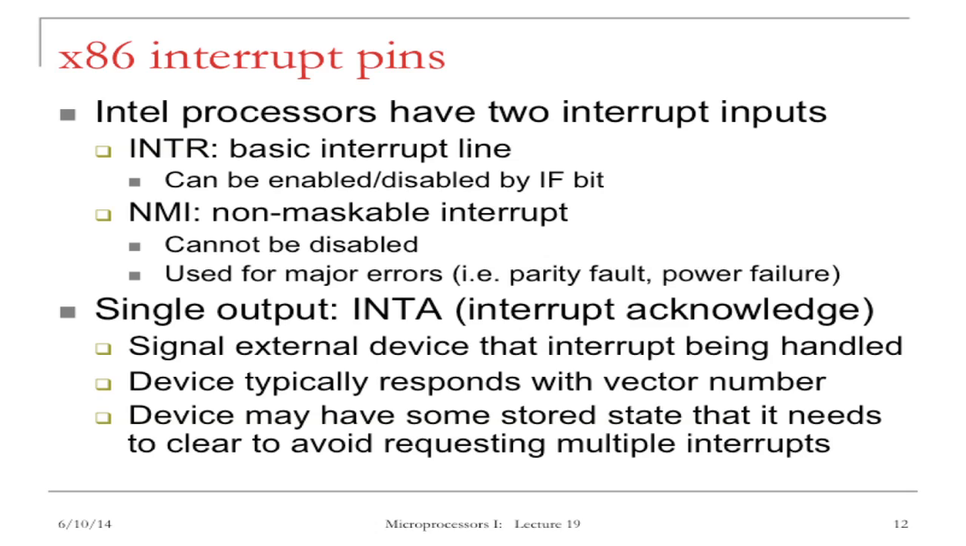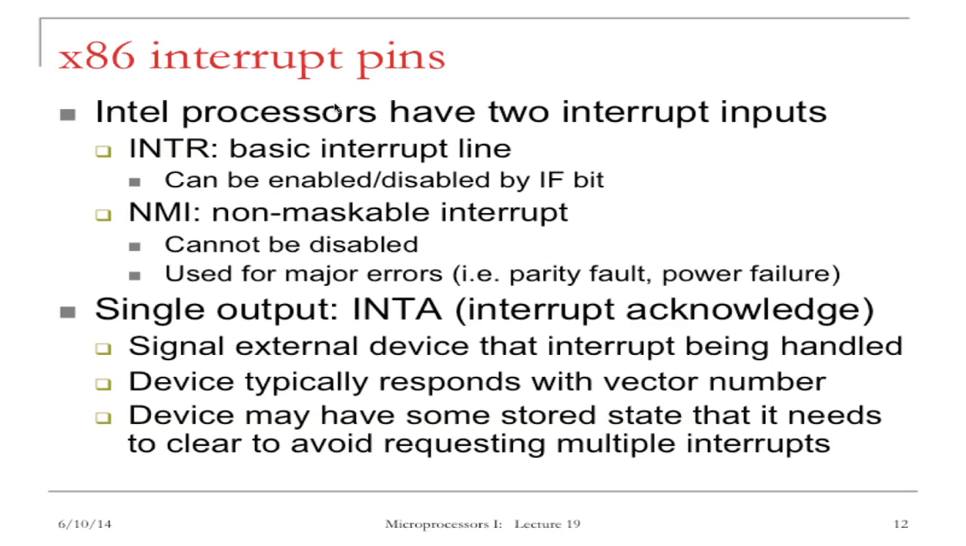There's a single output from x86. Here, the output we're talking about is a physical pin, so it's a wire going to be connected to this pin. And the signal on this output pin is for interrupt acknowledge. The INTA pin is to tell the external devices that their interrupts are being handled.